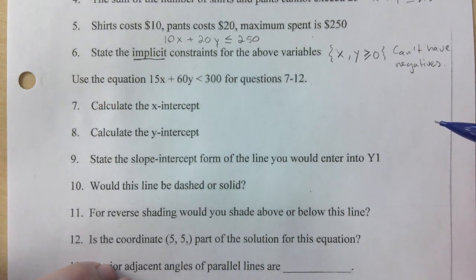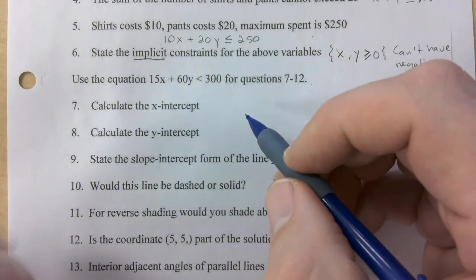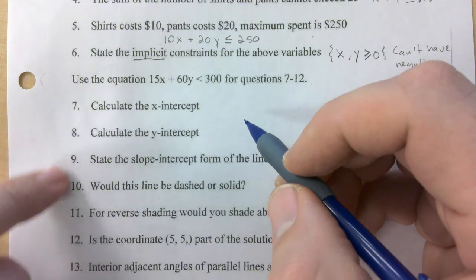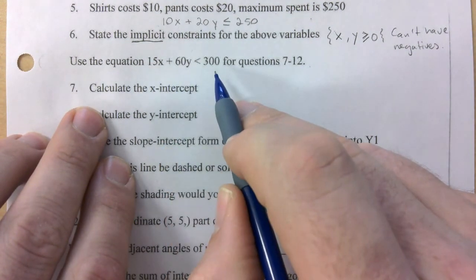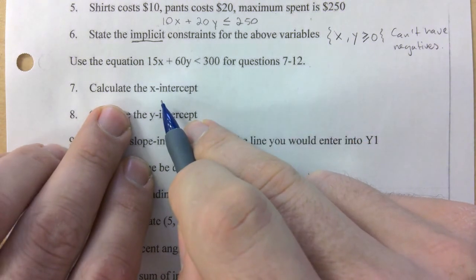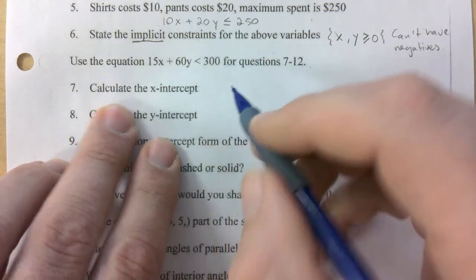All right, number 7, now it counts, okay? 1 to 6 was bonus. Not bonus, just whatever. 7 and on will count, okay? So we're using this inequality to calculate the x-intercept. And I will just tell you what it is.